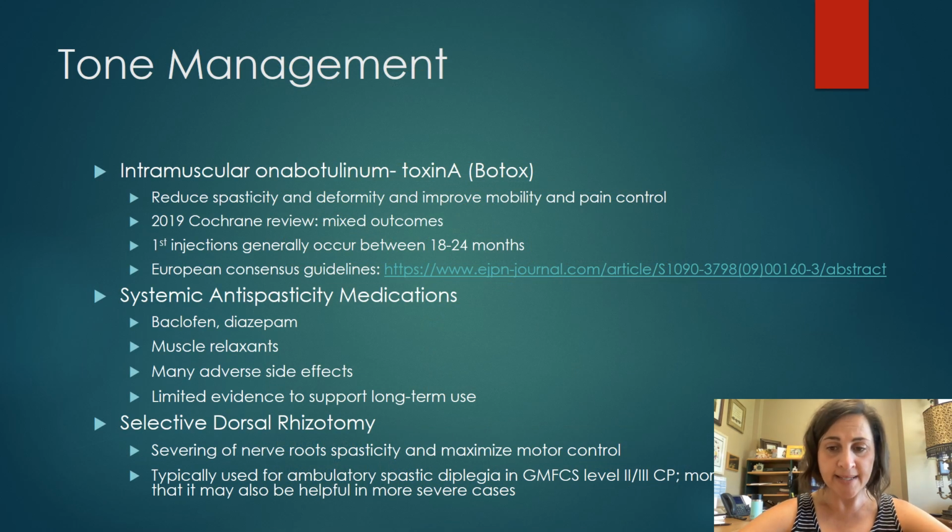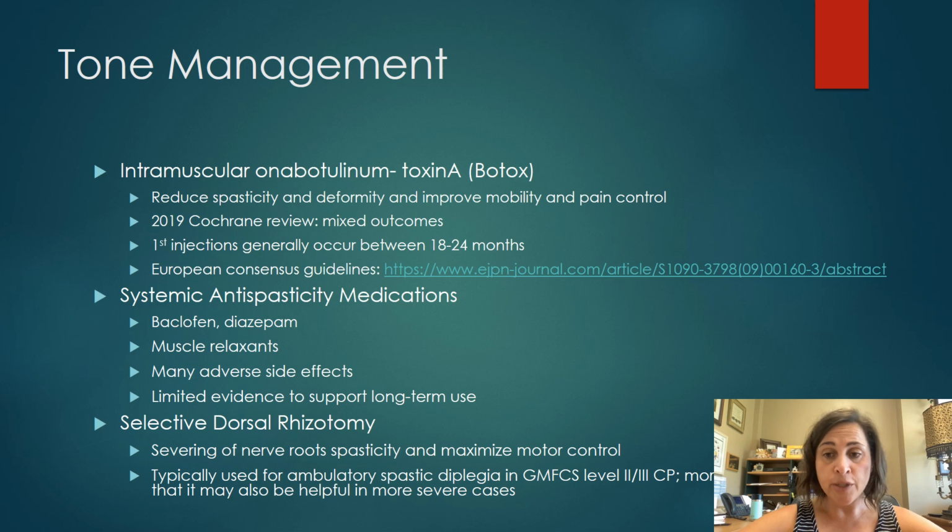So tone management, I like to touch on this because often this is a question that clinicians have for us. There are a number of options available for management of tone with children with CP. Intramuscular onabotulinum toxin A, or Botox, has been used for decades to reduce spasticity and deformity and improve mobility and pain control in children with CP of any severity. A 2019 Cochrane review indicated mixed outcomes.